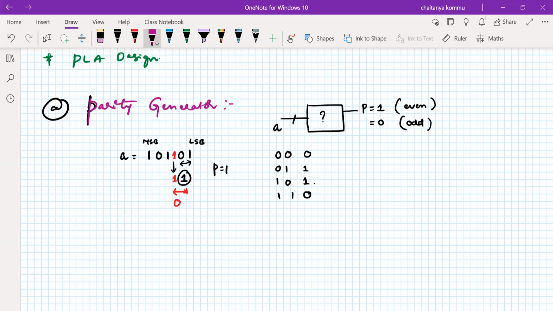I think it is better to use the same color. Now I want to take this 1. The next bit I have to consider here. So what is happening here now? Both are different, so 1 will be the output. So therefore this is the parity actually. So this is the parity bit of the information.